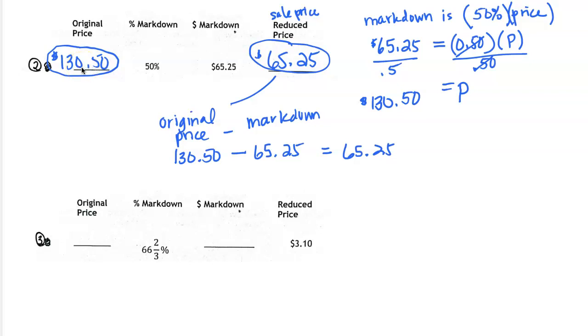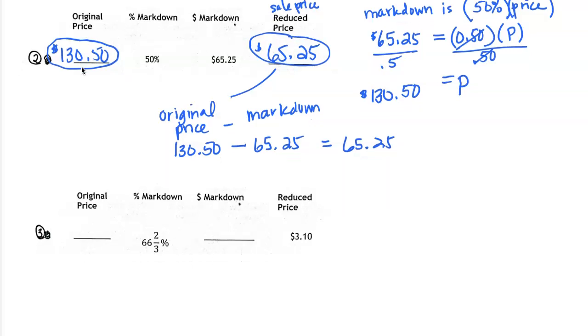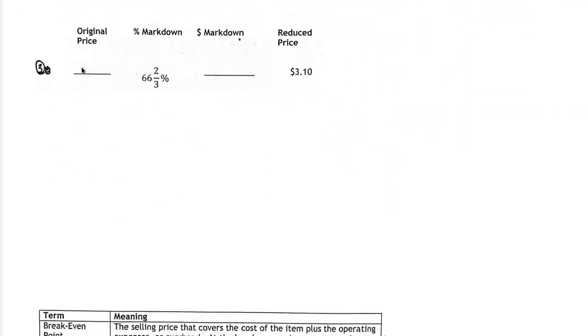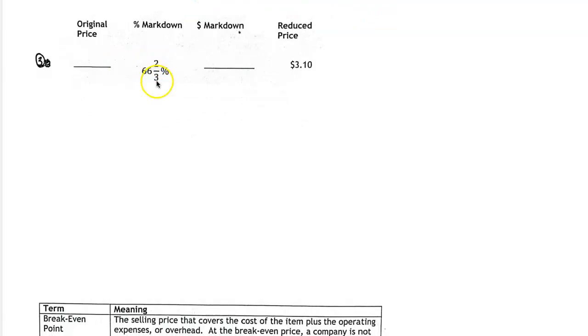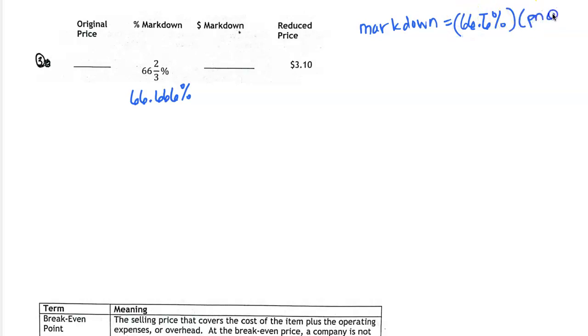Question 3 has a few ideas that we haven't used yet, one of which is our markdown has a fraction in there. I'm going to go ahead and change 2/3 into its decimal equivalent. So 66 and then I can use a few more sixes percent because 2/3 is 0.666666 repeating. In this case, if I start that same way and I say that my markdown amount in dollars is equal to 66 2/3%, so 66.6 repeating percent of the original price.